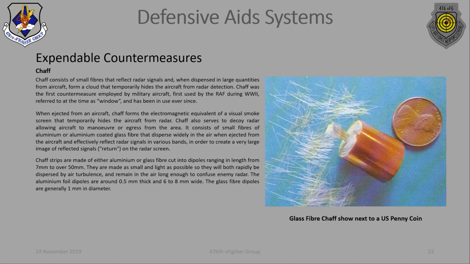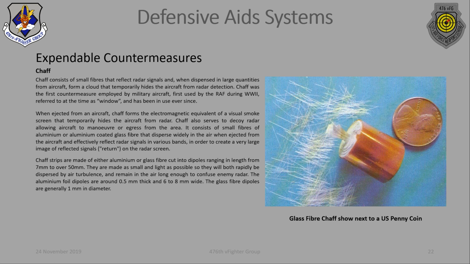It was first used in World War II by the RAF, essentially dropping strips of tinfoil out of Lancasters and stuff to confuse German radar. Nowadays, obviously, much more sophisticated. Chaff, when ejected, floats around in the air. As you can see, it's very light. It takes a long time to descend and dissipate in the air, so it literally floats around as a cloud for a long time.